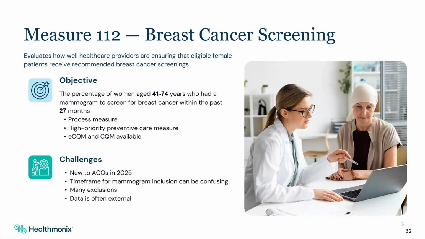The time frame for it is a screening needs to be done in the past 27 months. So you're going to need data from previous years allocated in this. It is a measure that is new to the ACOs this year, or new again to the ACOs this year in 2025. And there are a lot of exclusions. So understanding your population base is very, very important.